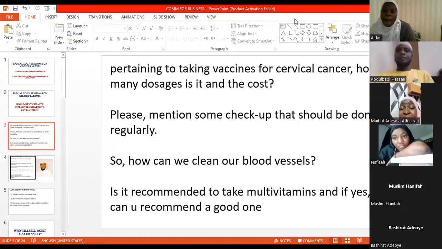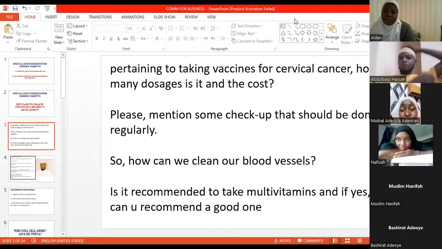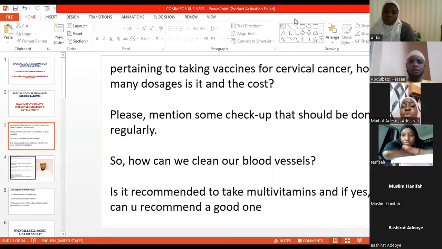If you have diabetes, use your drug regularly. If you have hypertension, attend your clinic, go for your follow-up appointments, use your drugs as they have been prescribed. Never discontinue your drugs without your doctor's permission or consent. So that one will take us to the next question about multivite.